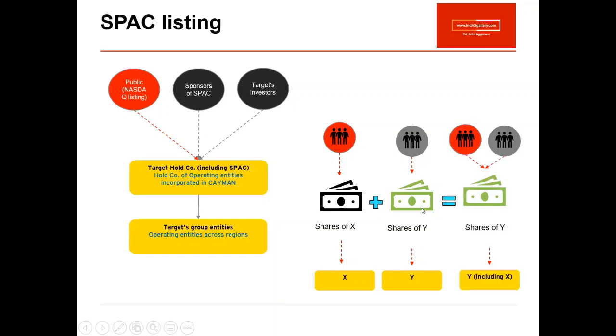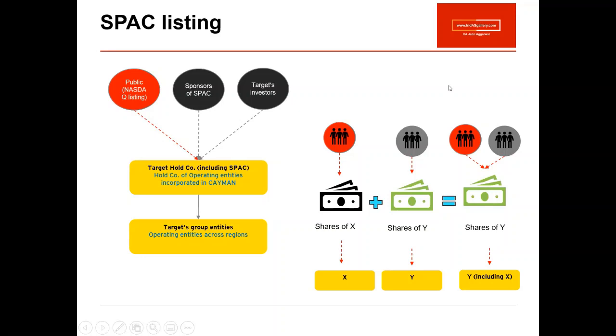Okay, so ultimately what happens is these X shareholders, these red shareholders, what they will get is shares of Y, right? So when Y includes X, what they have basically done is they have agreed that instead of paying cash, they would be issuing their own shares. Now this Y, which includes X, would be owned by two sets of people: one, its own shareholders, and then the new shareholders, who are basically the earlier X shareholders.